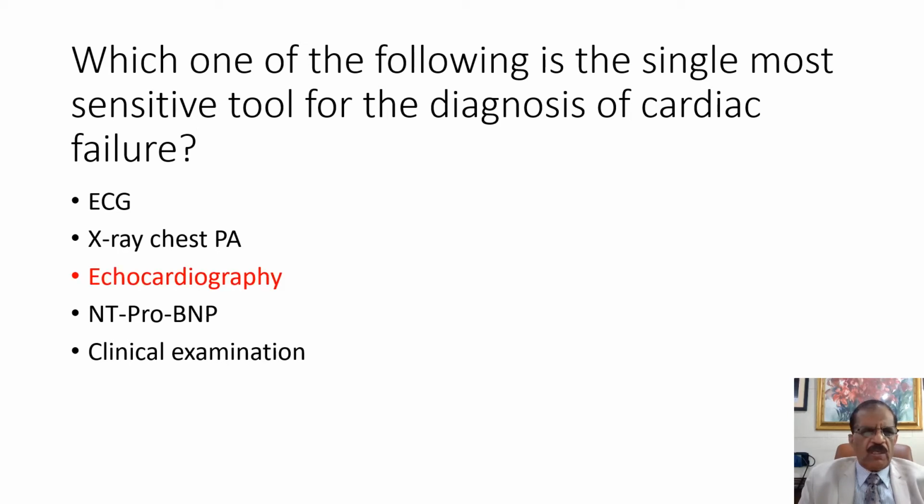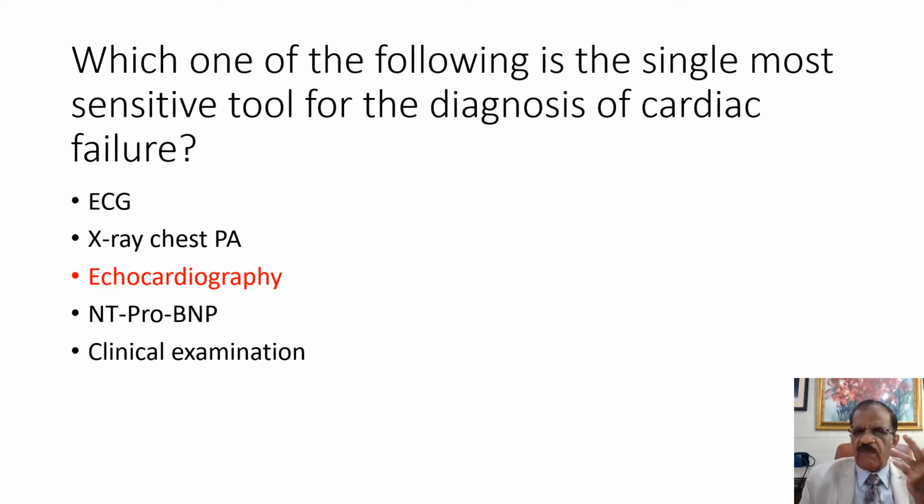It is surely echocardiography. ECG never gives you the diagnosis of heart failure. It can actually tell you the cause of cardiac failure. X-ray chest might show cardiomegaly only if it is chronic and significant cardiac failure. And NT-proBNP is of course a new test, but I don't think I will give weightage to NT-proBNP as much as I will give to echocardiography. Wherever echocardiography is not possible, then maybe NT-proBNP will be helpful. Clinical examination is a great tool, but it has some limitations.